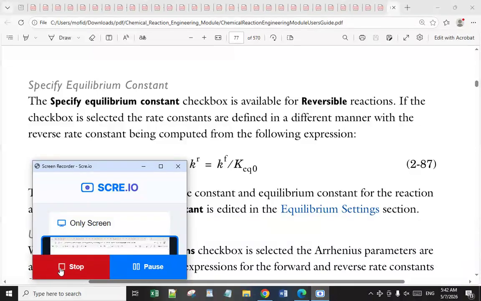Today is the 7th of May 2026. Time is 5:42 a.m.